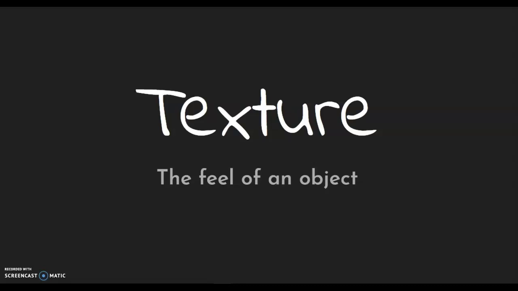Hey boys and girls, this is Miss Callier, and today we're going to be talking about texture, an element of art that simply means how something feels when it is touched.